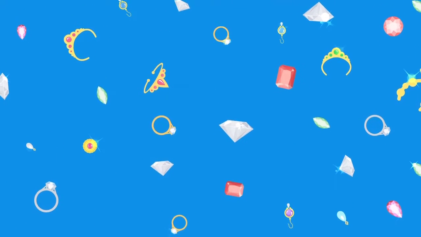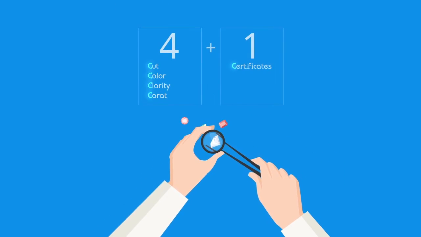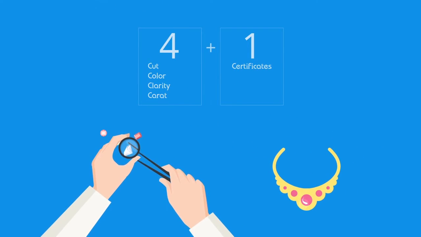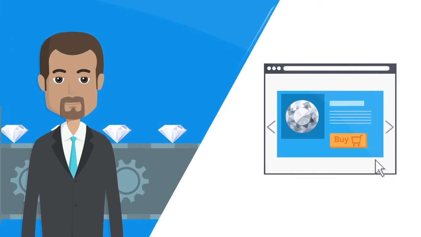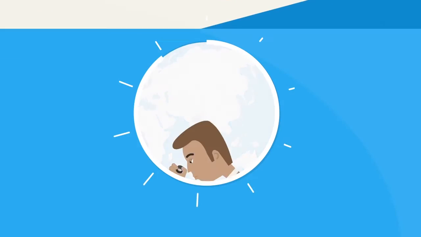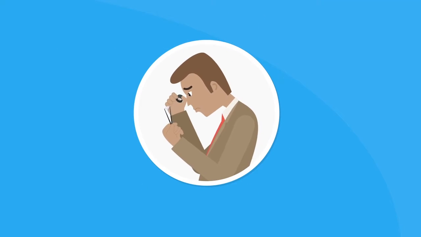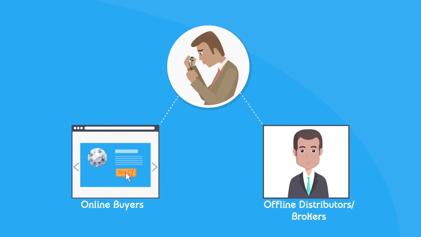Every diamond and piece of jewelry is unique. The value of a diamond is evaluated by what is called 4 plus 1 C's, and jewelry by its design. If you are a diamond manufacturer or e-commerce retailer that has buyers across the world, you're in tough luck, as evaluating each diamond and piece of jewelry can be tricky for both your online buyers and offline distributors and brokers.